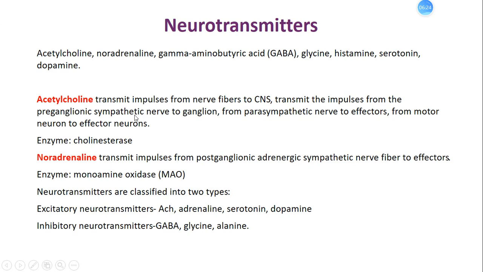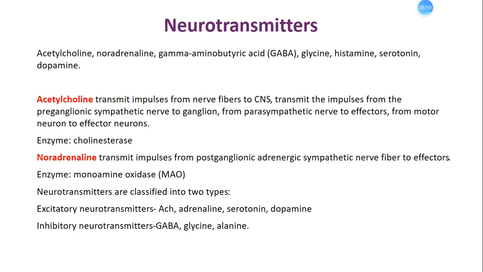Choline again, and we said it transmits impulses from the nerve fiber to the CNS, and again transmits impulses from the preganglionic sympathetic nerve to the ganglion, from parasympathetic nerve to the effector, from motor neuron to effector neurons. In one word, acetylcholine is a transmitter substance at the neuromuscular junction and the synapses. It's excitatory, and it's released by most of the following nerve endings.